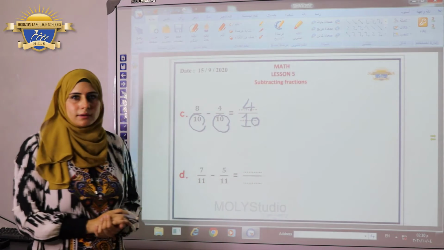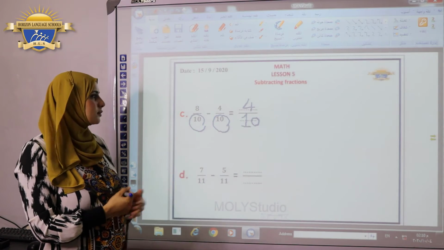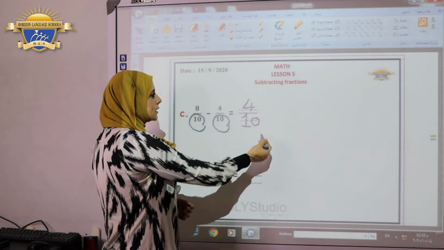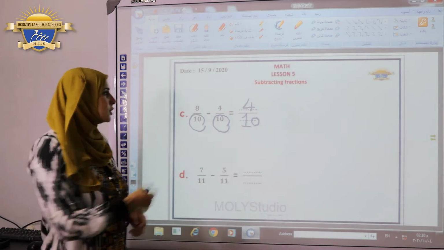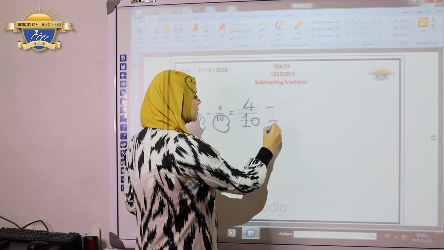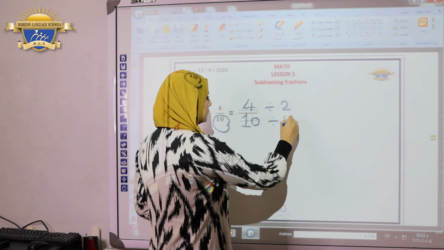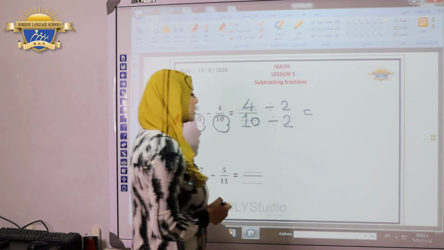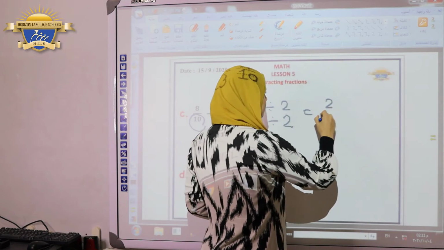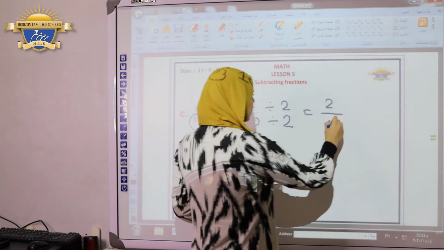4 out of 10. I want to reduce this fraction or to find its lowest terms, so I will simplify it. I know that 4 and 10 are even numbers, so I will divide the numerator and the denominator by 2. So here, 4 divided by 2 equals 2, and then 10 divided by 2 equals 5.